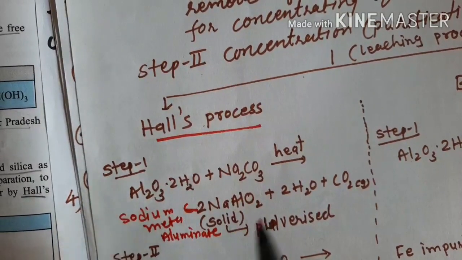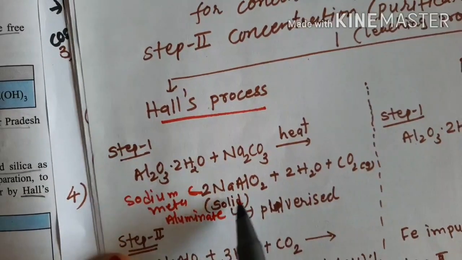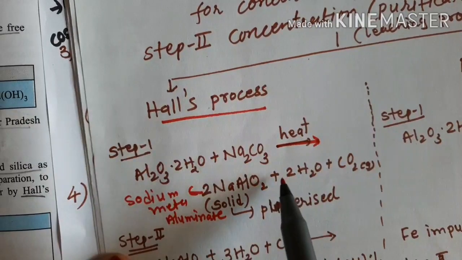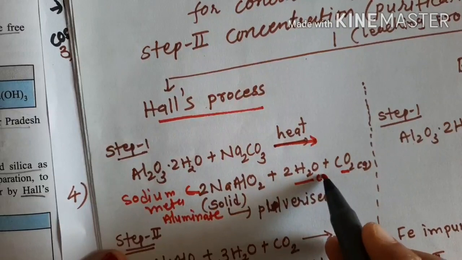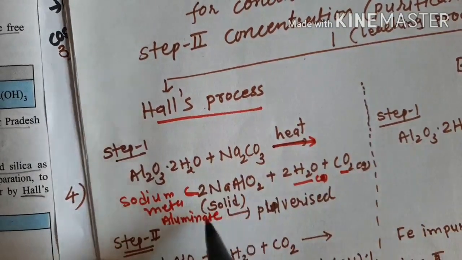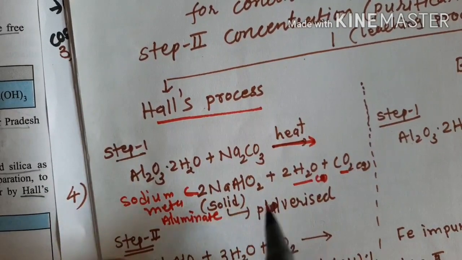So sodium meta-aluminate solid, when dissolved, converts into the sodium. We have to heat this solution for some time, so the carbon dioxide and water evaporate. This is a gaseous form also, which will evaporate, and in precipitate form the sodium meta-aluminate is present.